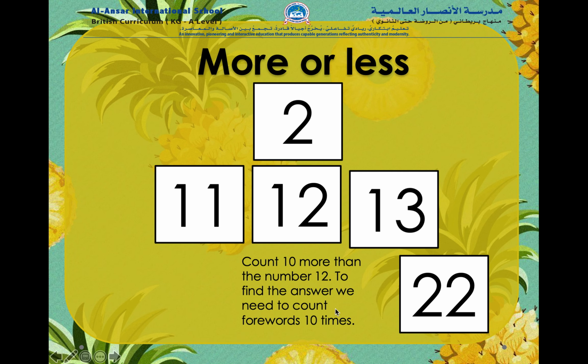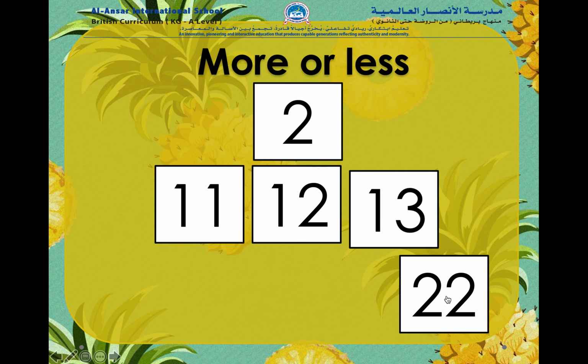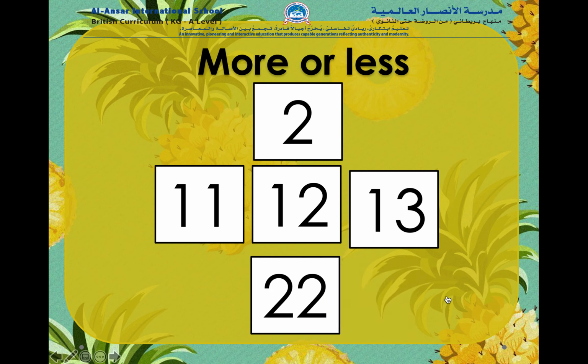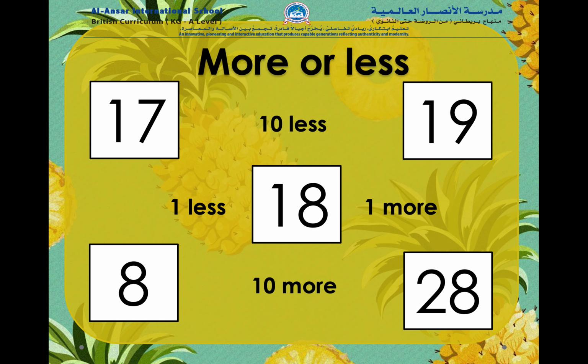To find the answer, we need to count 10 times forward. So we have the number 12, and now we're going to count forwards 10 times. So we can say 13, 14, 15, 16, 17, 18, 19, 20, 21, and 22. So if you've guessed that the answer is 22, amazing job! Well done! Let's try another one.